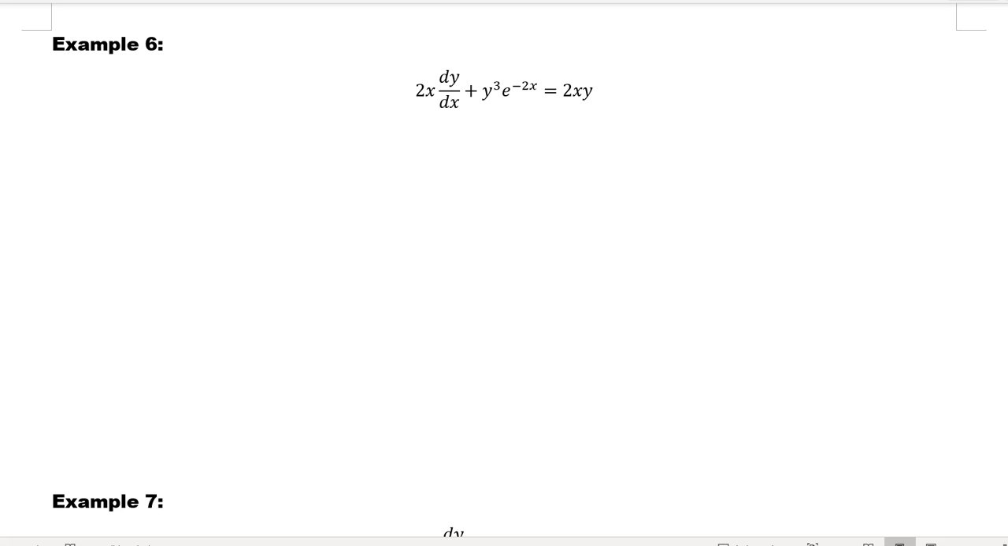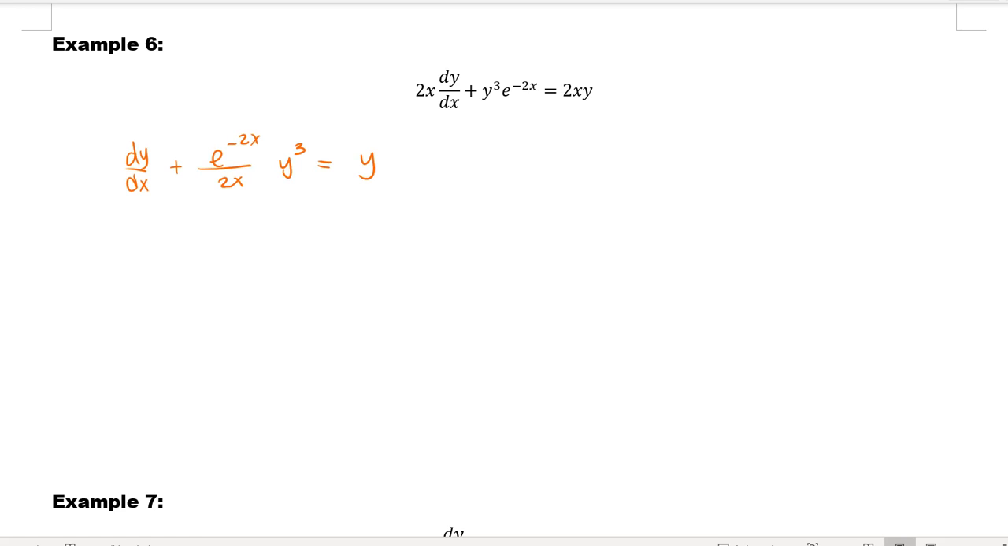Have you finished? Okay, let's see. Do we have the standard form? Nope. So both sides divided by 2x. dy/dx plus e to the minus 2x divided by 2x times y cubed equals y.